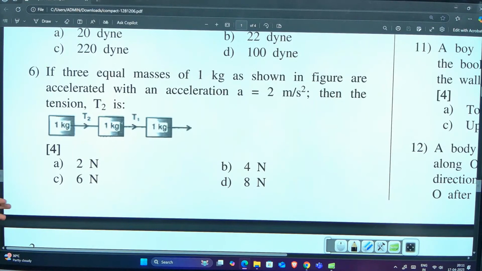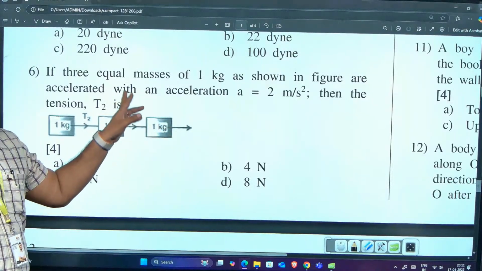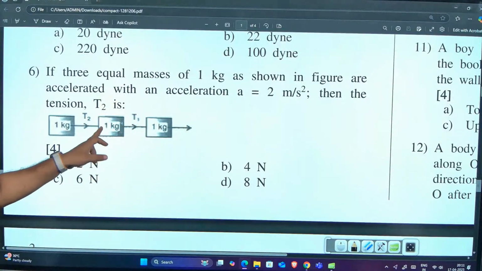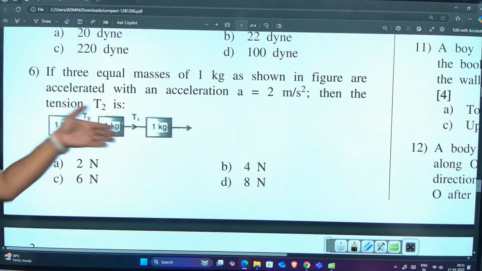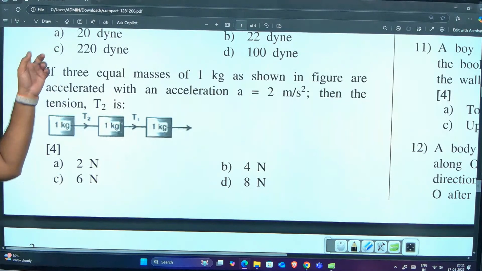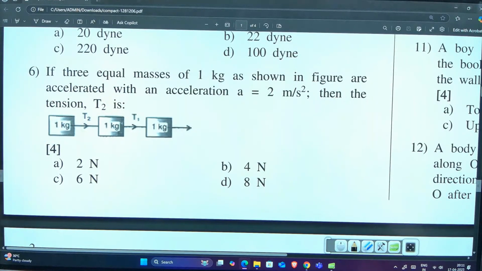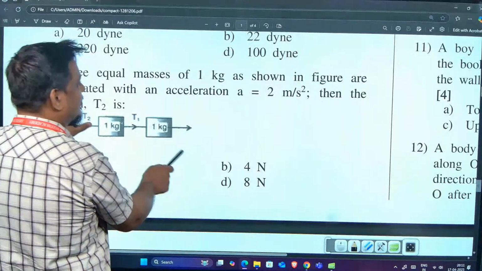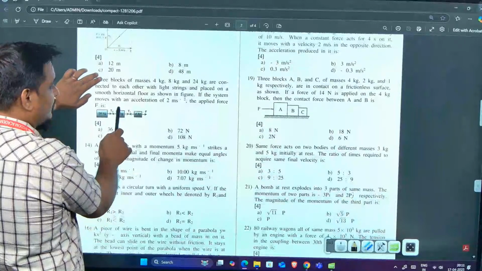You know the equation, right? For the first body it will become F minus T1 is equal to 1A. For the second body it will become T1 minus T2 is equal to 1A. For the third body T2 is equal to 1 into A. A is how much? 2. So 2 is the T2 value, isn't it? Anybody has doubt in this? I hope no. Yes, you may think how this simple question is coming, because many are not knowing the concept of this thing. Come to question number 13, fast.